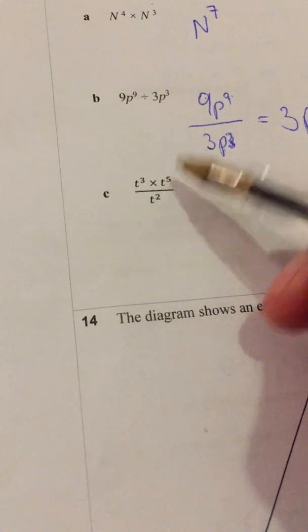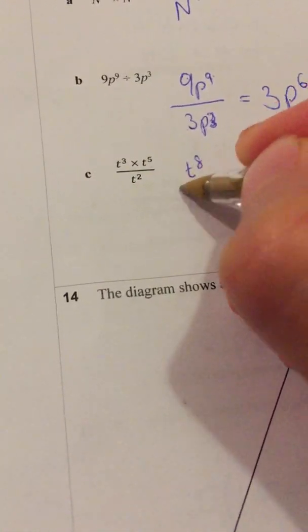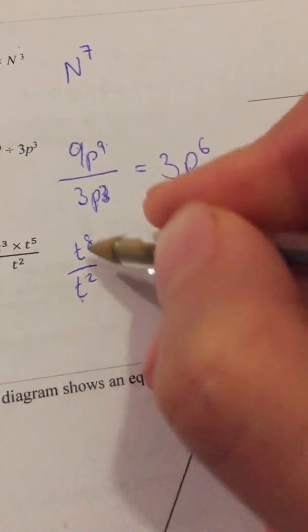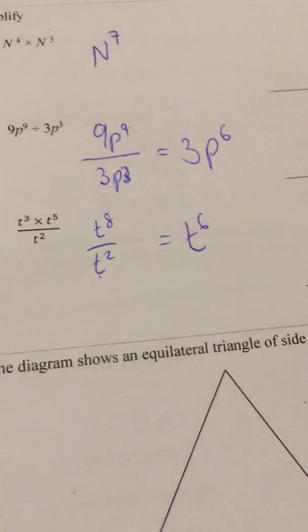Last one, we add the powers at the top, so that gives me 2 to the power of 8 divided by 2 to the power of 2. We subtract the powers, we get t to the power of 6.